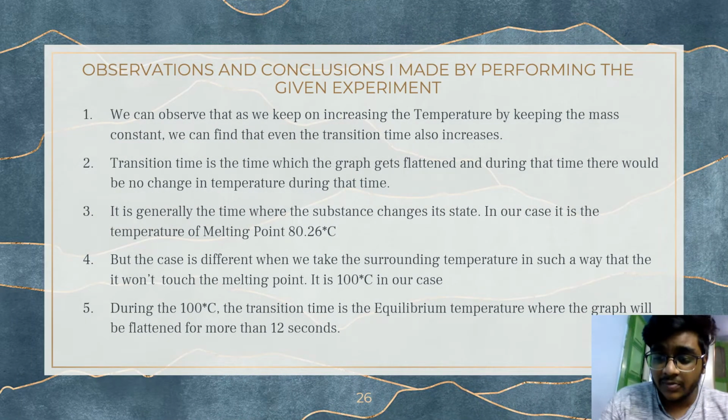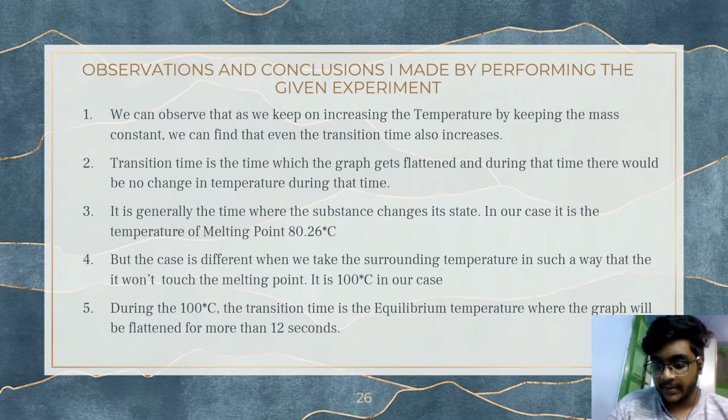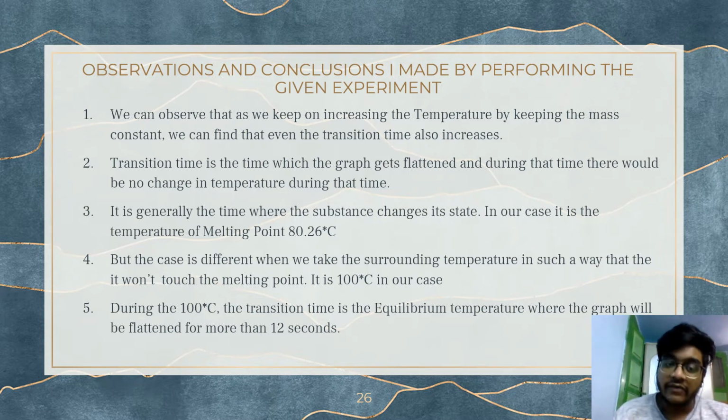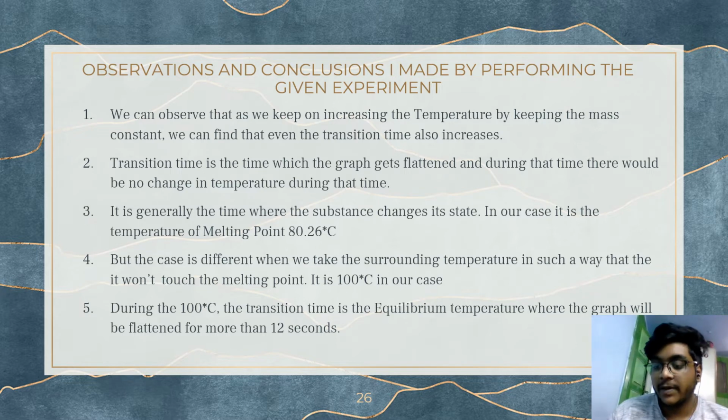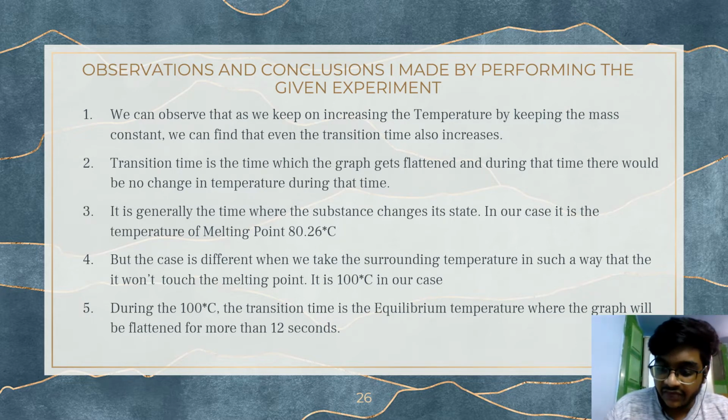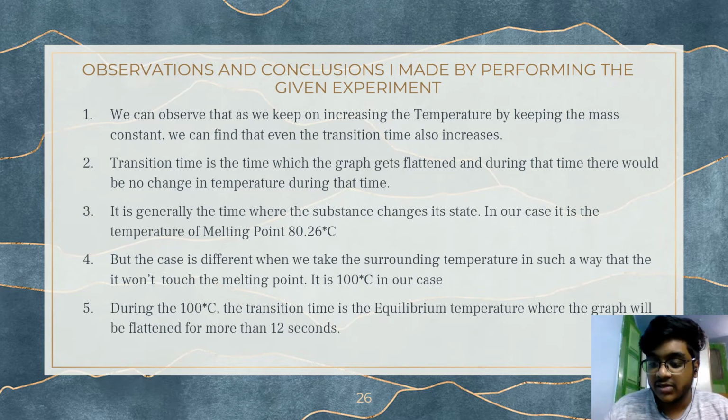Okay, coming back to observations and conclusions which are made by performing this given experiment. First, we can observe that as we keep on increasing temperature, by keeping the mass constant, the transition times also increase. Transition time is the time during which the graph gets flattened. During that time, there would be no change in temperature. It is generally the time where the substance changes its state. In our case, it is the temperature of melting point, 80.26 degrees.